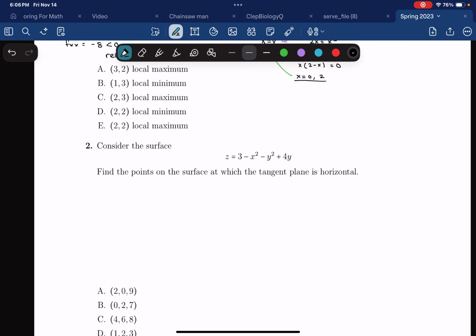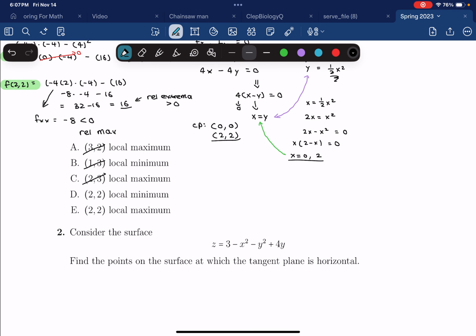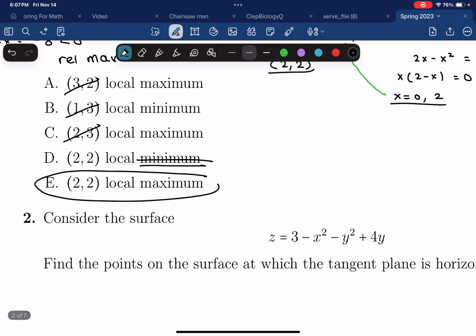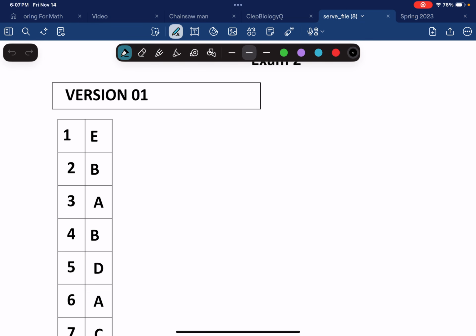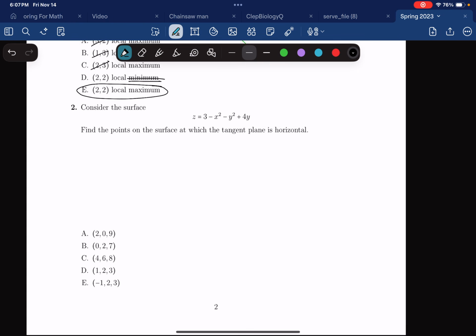So which one is here? Let's first take out answer choices. That's not our point, not our point, not our point. Our point is at 2, 2. This is a relative minimum, so it can't be that. So our only answer choice left is E. In this case, that is correct. Smiley face.